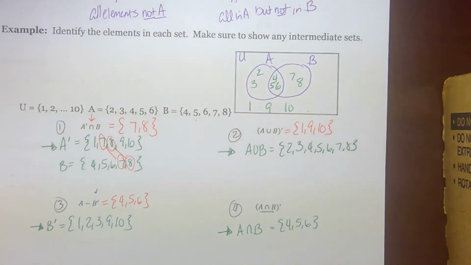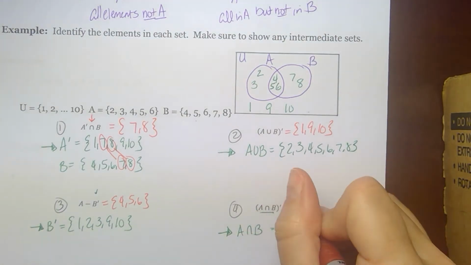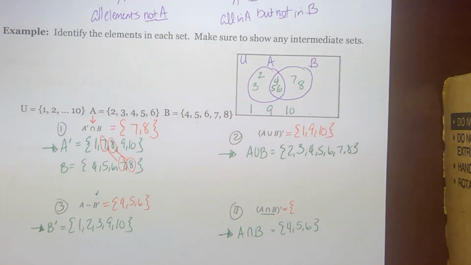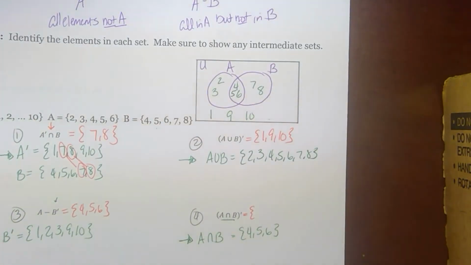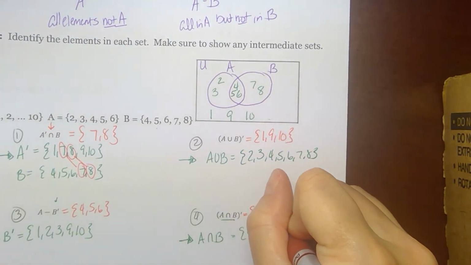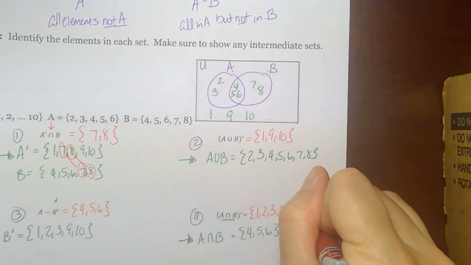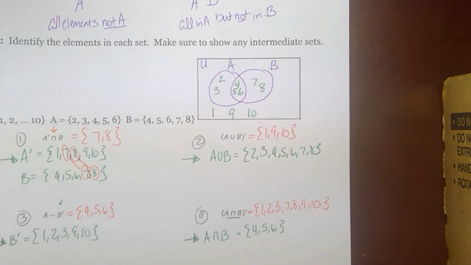The question I'm being asked is to find the complement of that intersection. So what is not in this list? Well, everything that's in the universal set except 4, 5, 6 is not in that list. That leaves me with 1, 2, 3. There's my 4, 5, 6, 7, 8, 9, and 10.